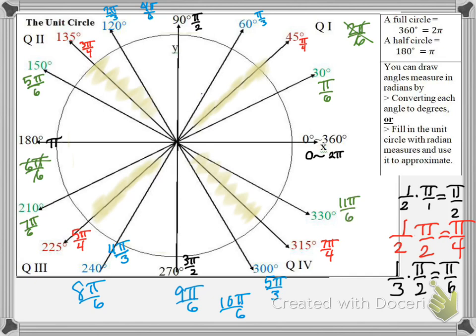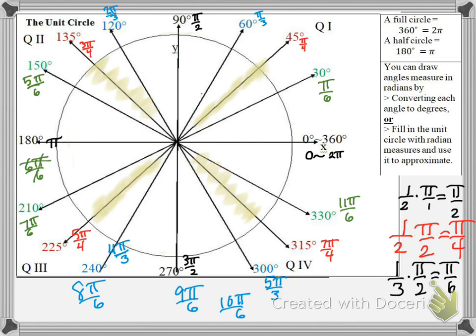You might want to notice that all of the green ones were things I couldn't reduce. But the blue ones, like I took 2 pi over 6 and made it into pi over 3. I took 3 pi over 6 and made it into pi over 2. I took 4 pi over 6 made it into 2 pi over 3. I took 5 pi over 6.